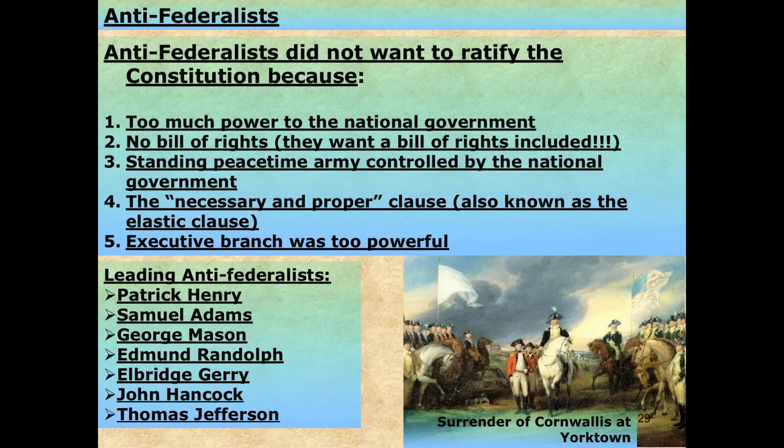We are not about this. We're not about a strong executive branch. We're not about a peacetime army. We are not about a strong national government, especially since there's no Bill of Rights, and then Alexander Hamilton throwing shady crap like, ooh, necessary and proper clause.